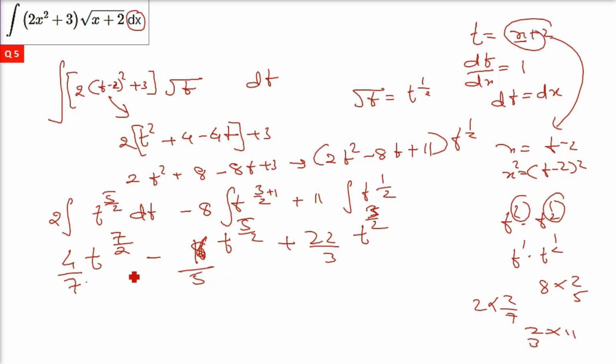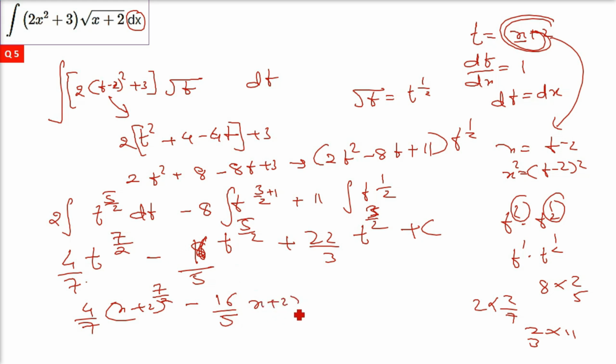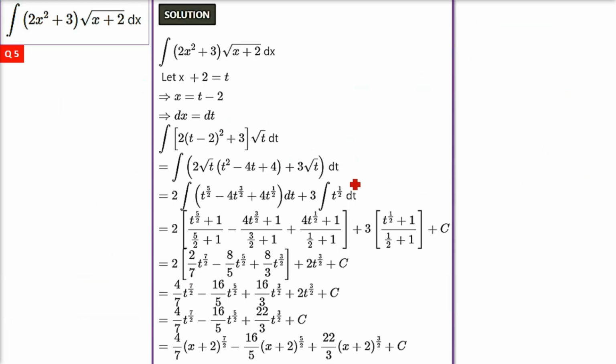And multiplied by, because this 3 by 2 goes up as 2 by 3, 2 by 3, with a constant of integration. Now 4 by 7, in place of t I am writing (x plus 2) to the power 7 by 2. So wherever t is there, I am just replacing it by x plus 2. And the final version which you are witnessing here: 22 by 3 (x plus 2) to the power 3 by 2 plus constant of integration. That's your final result. So this is how we are going to go about it. All this integration has to be followed.